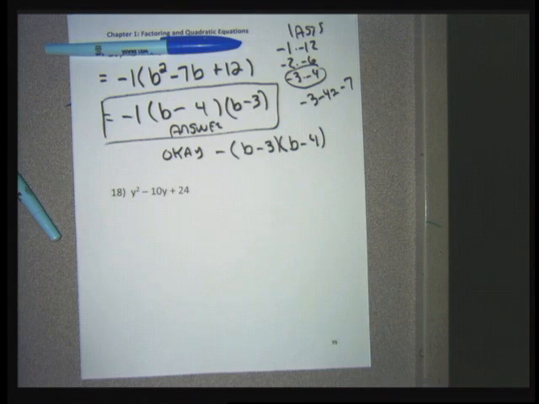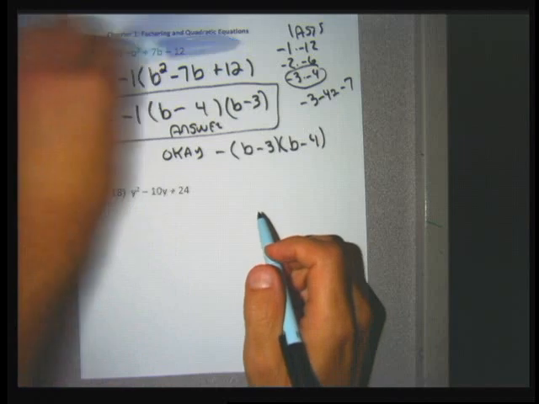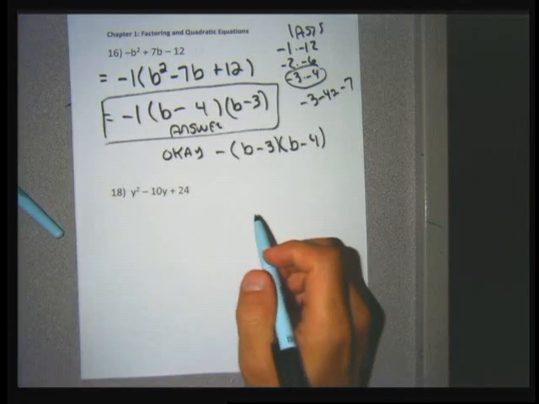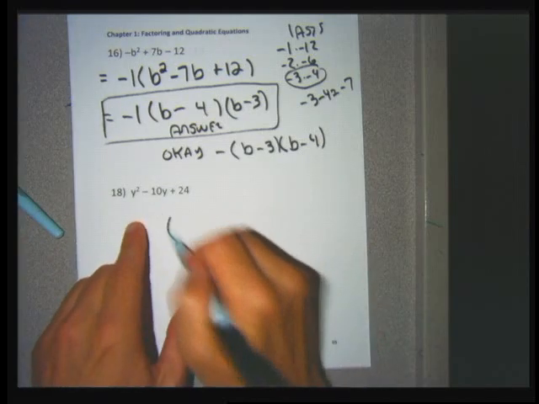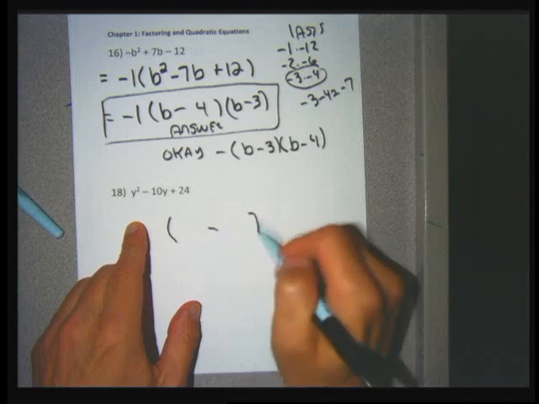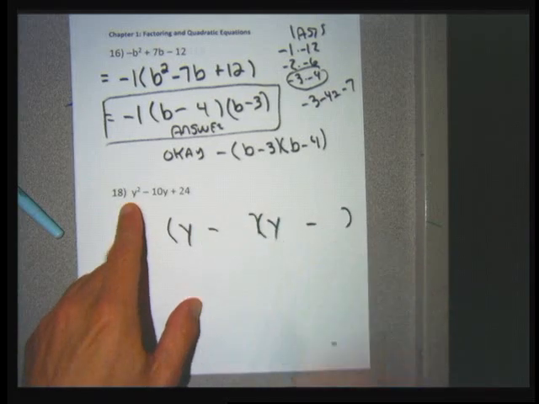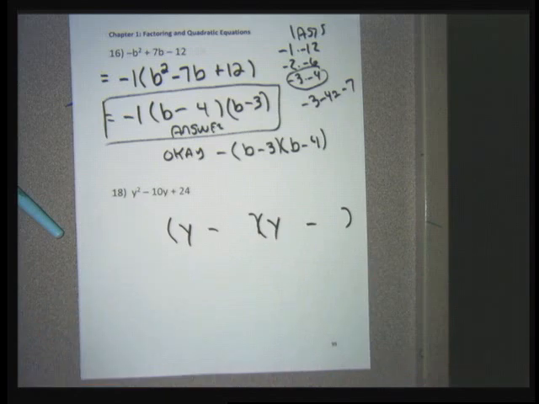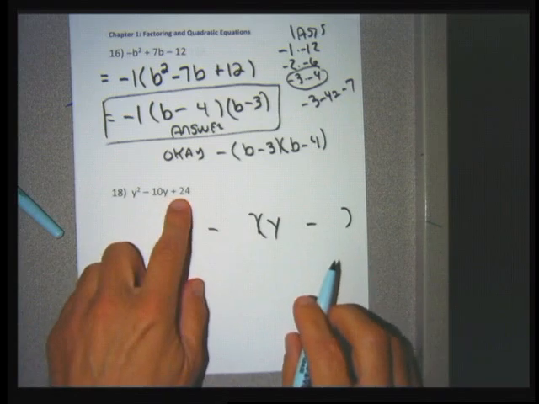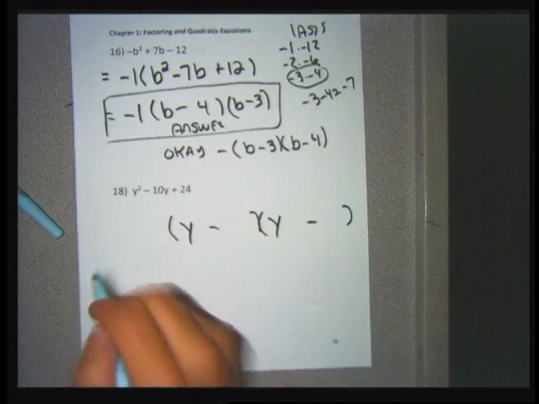Number 18 has a 3-term problem. There's no common factor, and because there's not a number in front of the square term, it's not bottoms up. It has the same template. My template for this is going to be a minus and a minus. And my first, I split the y's between the 2 parentheses. It's just a matter of getting the right lasts. With this 24, I'm going to hunt out my lasts.